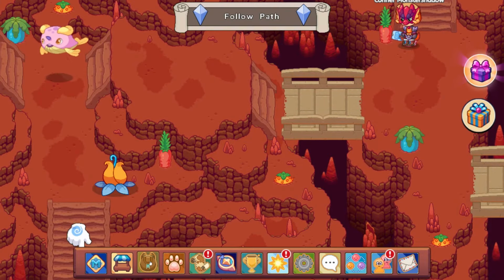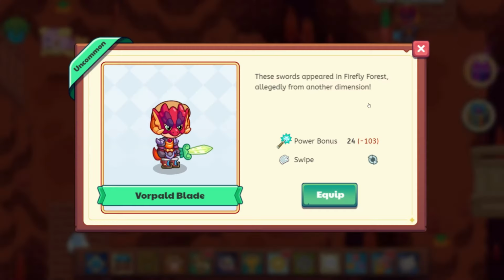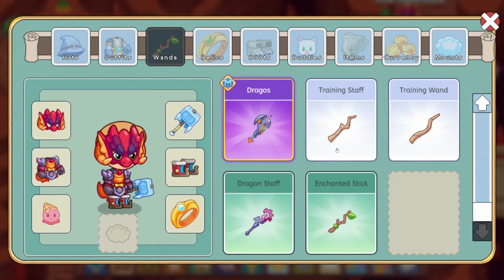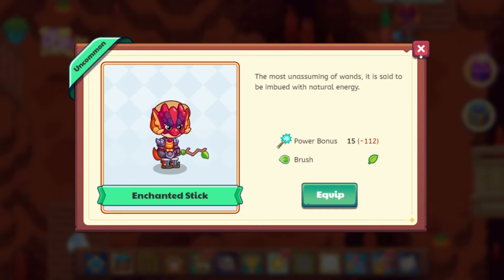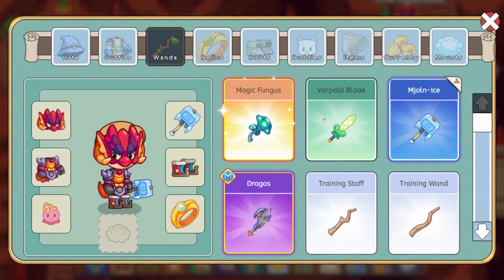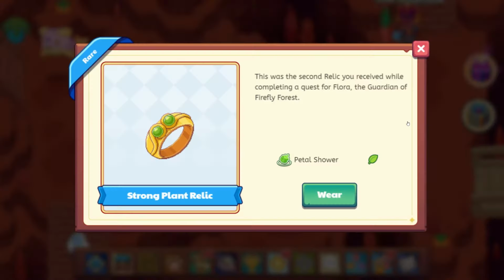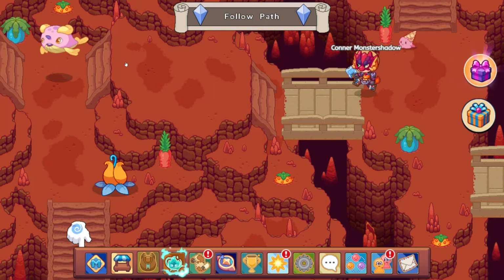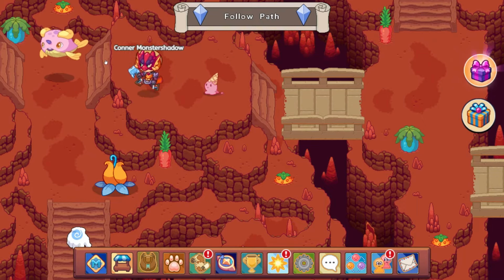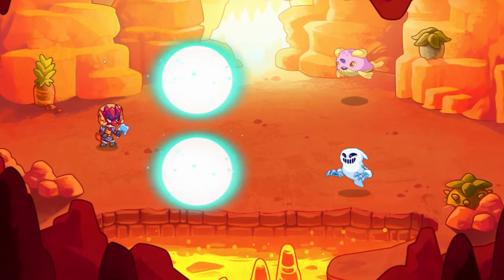Okay, so for this battle, I am going to go ahead and switch my wand out. That's Swipe. Tinders. Brush. Maybe we'll keep Mule Nice, and then we'll go ahead and switch our Relic to Petal Shower. Green Gust. We'll wear that. I believe that's a second round attack. So we'll have to wait one round before we can go ahead and use that. And there's only 2 this time, so good.